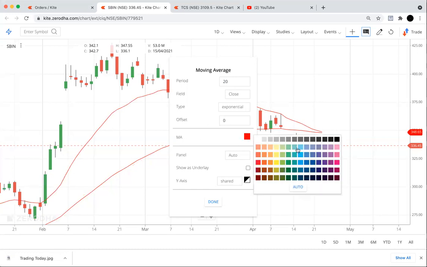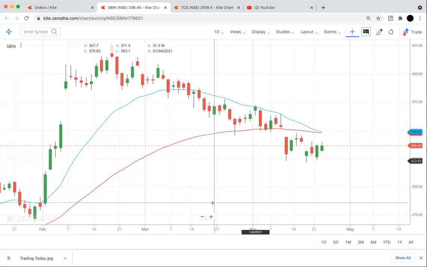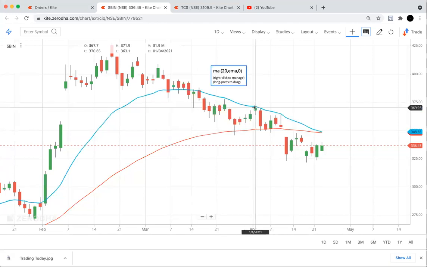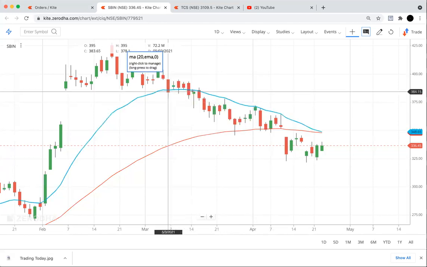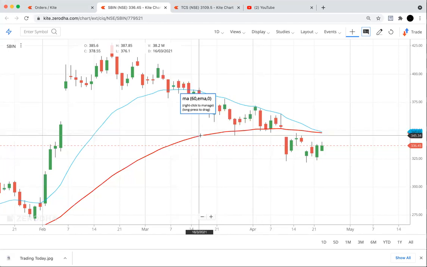And for the moving average, I can change the colors here. I'm going to take a blue color, just to differentiate that. And that's it, I'm done. So here is the 20-day moving average represented by the blue and the 60-day moving average represented by the red.